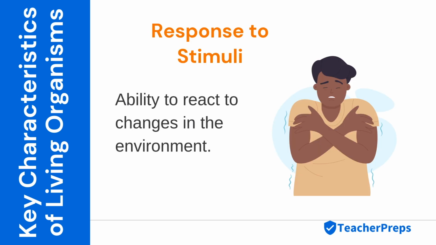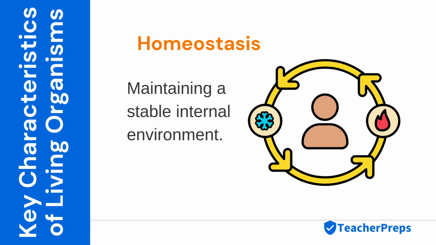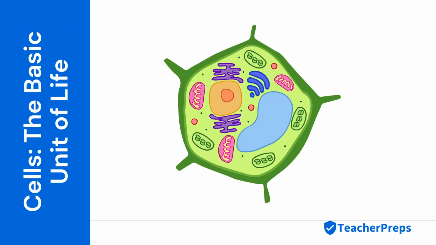Response to stimuli is the ability to react to changes in the environment, such as the light, temperature, or chemicals. Lastly, homeostasis is maintaining a stable internal environment, such as constant body temperature. Now, let's shift to cells, also known as the basic unit of life.